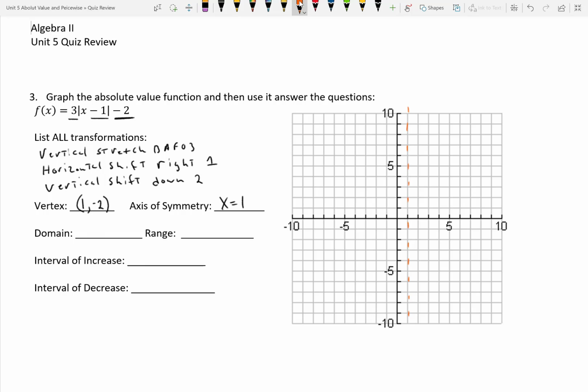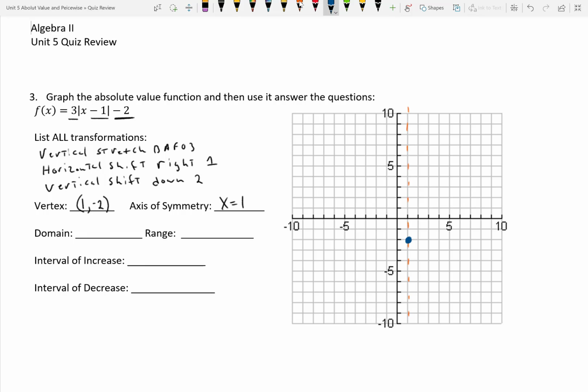Next, I'll go ahead and plot my vertex at 1, negative 2. I'm giving you a nice big dot here so you can see it. You do not need a dot this big on your graph as long as you have the vertex in the right place. Now, I'm going to graph at least 1 point on each side.